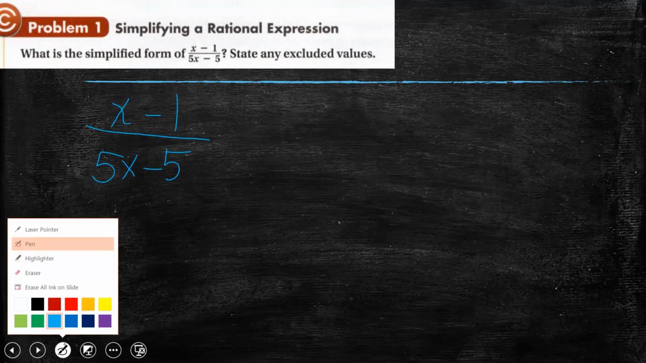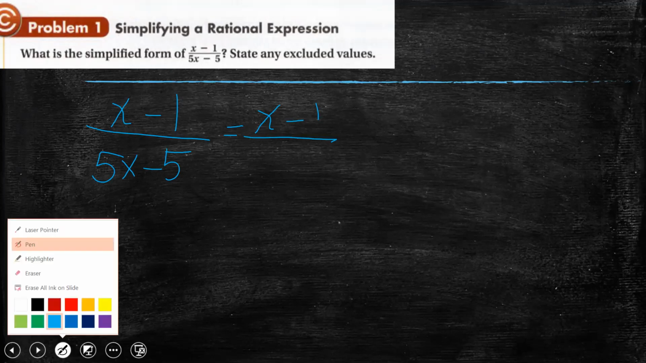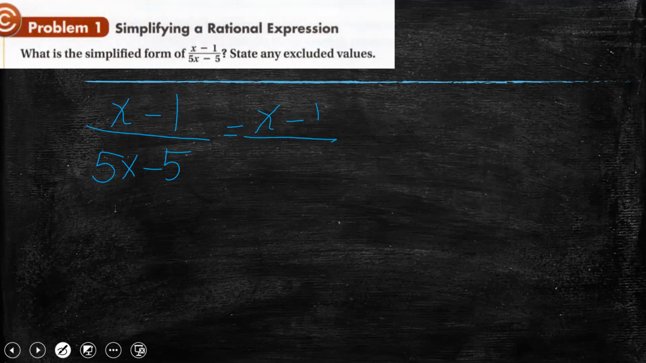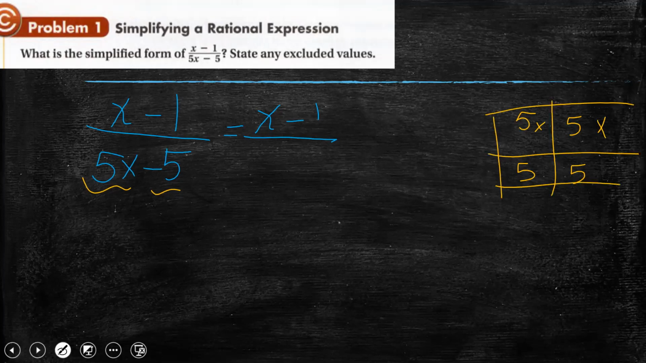If you look at the numerator here, it is simplified. Keep it as x minus 1. Now look at 5x minus 5. What's the common factor here? Let's take 5x and 5. Write the factors of 5x. We have 5 and x. Here we have 5. So what is the common factor between them? It is 5. Is it right?